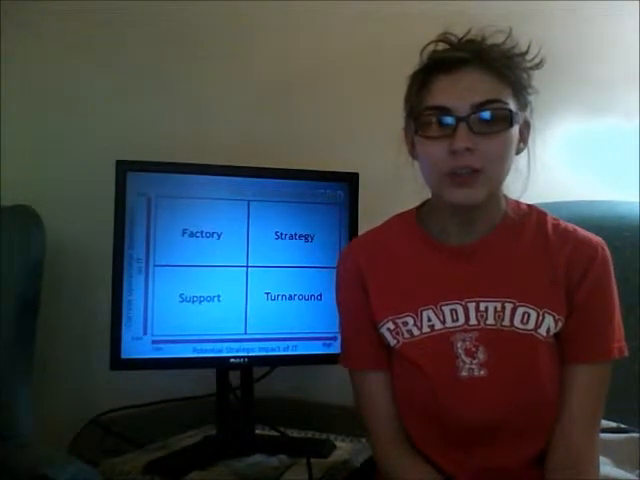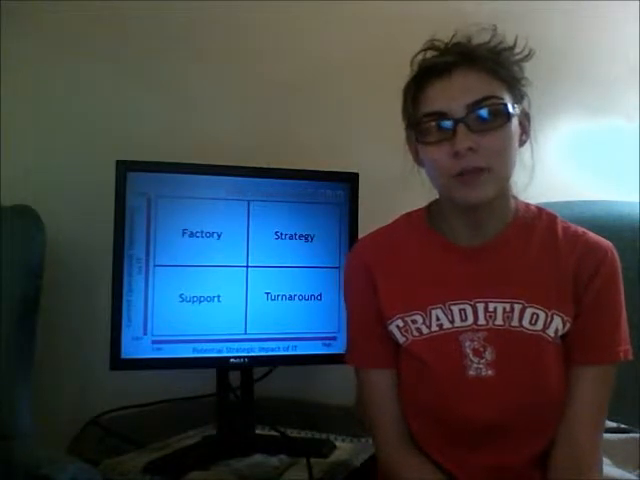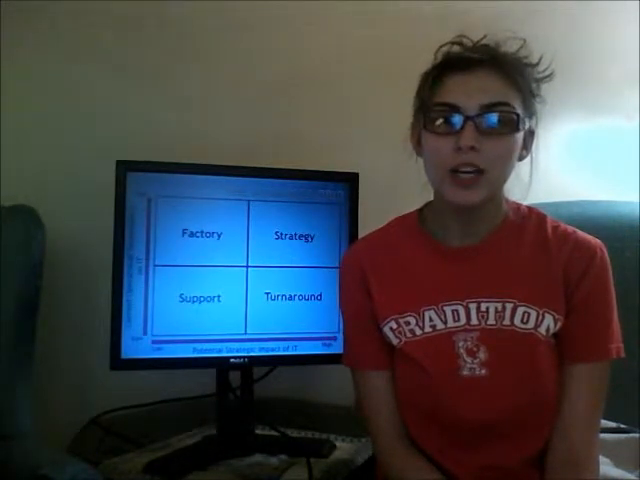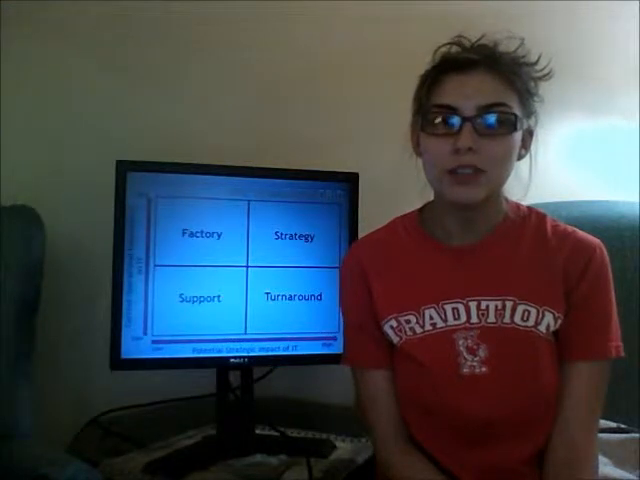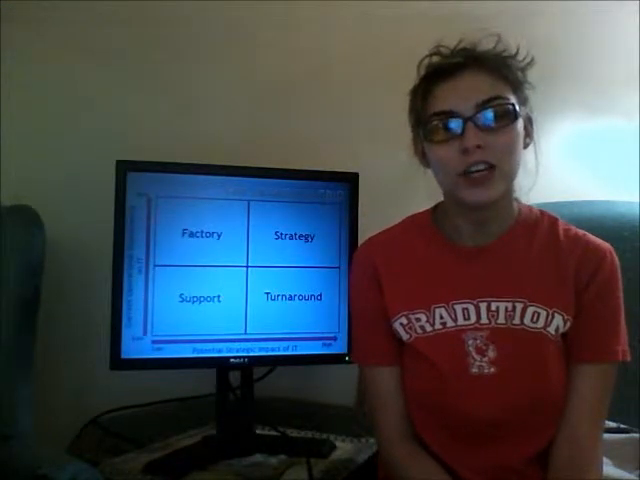Talking about the grid, I will tell you a little bit about the background as well. This grid was created by McFarlan and McKinney in 1983. Businesses still use it today because of its clarity and business advantages.